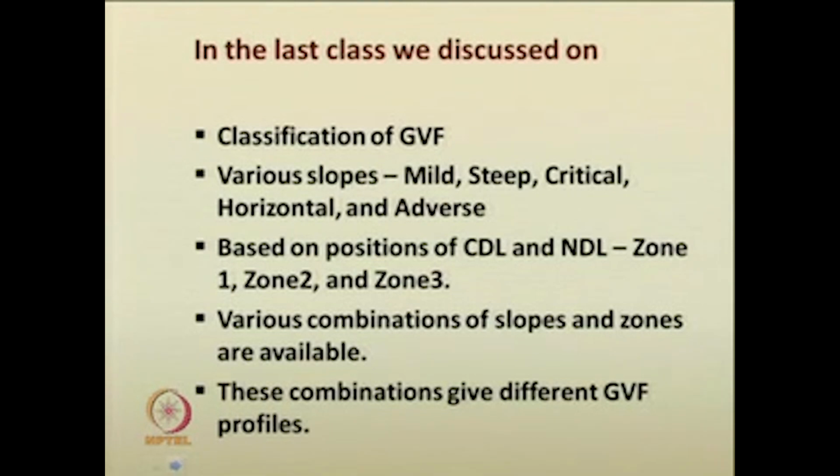We are again back into our lecture series on advanced hydraulics. So, we are in the third module on varied flows. If you recall, in the last class we had discussed various classifications of the gradually varied flow. We have also discussed the various slopes, that is the mild slope, steep slope, critical slope, horizontal slope, adverse slope and all. Based on the positions of critical depth and normal depth in a flow, you were also introduced to the various zones, that is zone 1, zone 2 and zone 3.